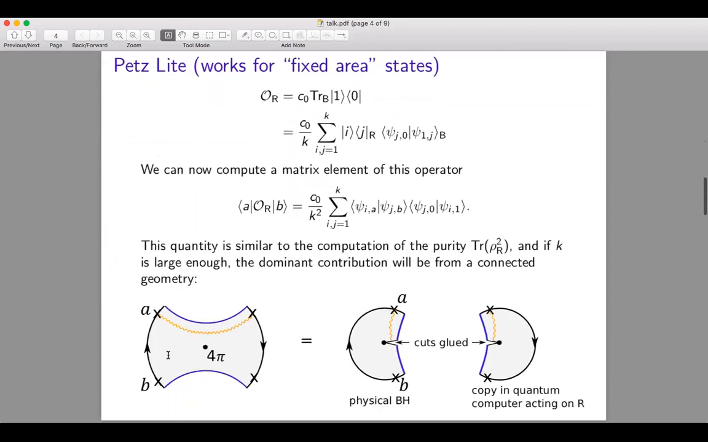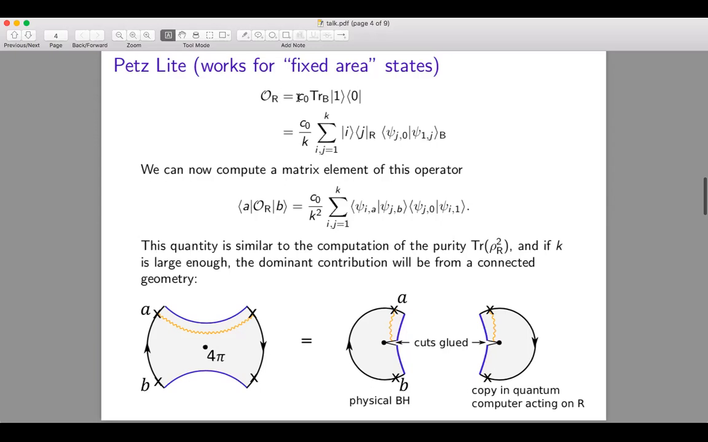And the tool for doing this is something called the PETS map. And I'm only going to explain a sort of baby version of this that Steve Shenker coined the term PETS light for. And it works for a certain class of states, fixed area states of Akers, Engelhardt, Harlow, and Marolf. I'll explain that in a moment. Actually, I probably won't explain it too much, but don't worry too much about this fixed area restriction. So we would like to find an operator acting on the system R that turns state 0 into state 1.